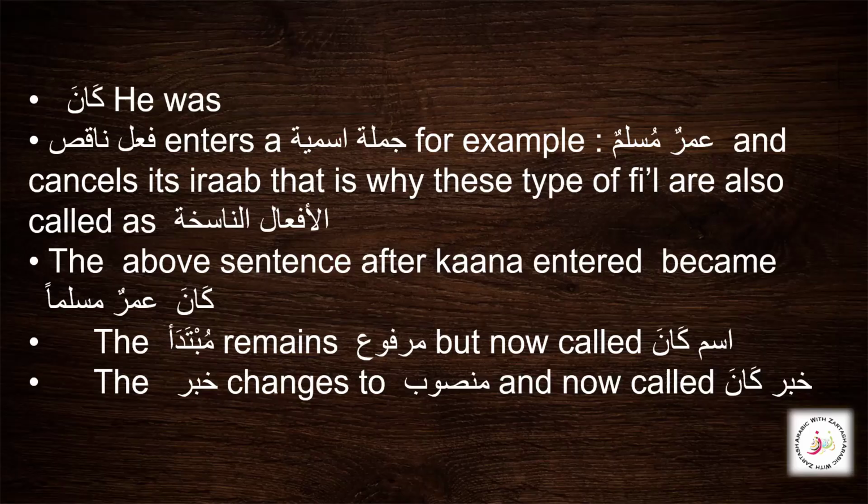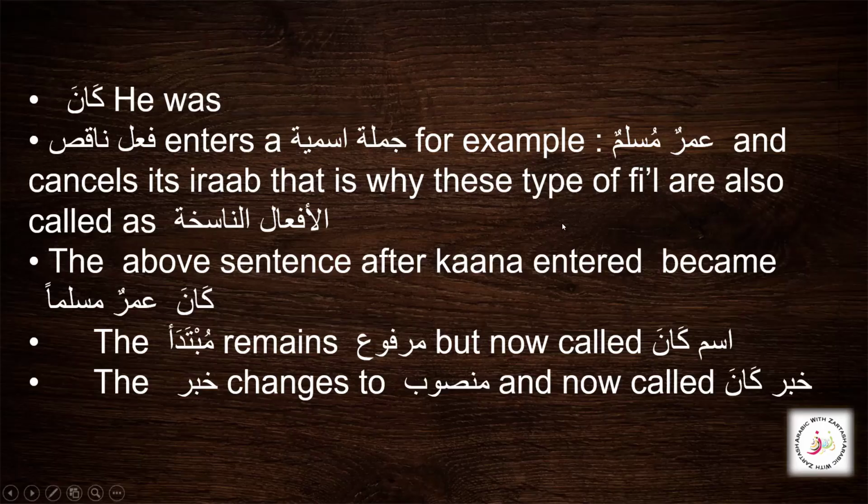So this is fi'l naqis. Also know that this word kana, fi'l naqis, enters the jumla ismiya. And we now know what a jumla ismiya is. So for example, we take a jumla ismiya, Umarun Muslimun. We know that this is mubtada and khabar, that Umar is Muslim. And if we take this sentence as our jumla ismiya, and if kana enters it, it is going to cancel its i'rab. And what I mean by i'rab is like this: Umarun Muslimun, here it is the mubtada and the khabar.